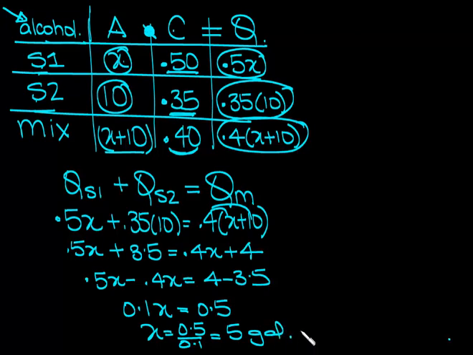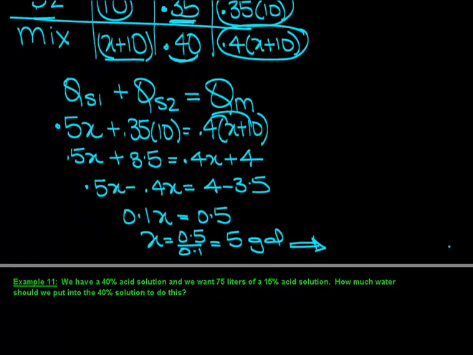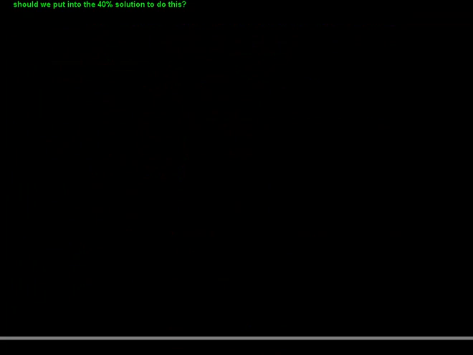Okay. So x is 5 gallons, so that tells us we should mix 5 gallons of 50% alcohol solution with 10 gallons of 35% alcohol solution to create a 40% solution. Again, I really would appreciate it if you write your answers in terms of a sentence. I'm just not going to do that right now for the sake of time because this video is already getting long. So I'm just going to go on to the next problem, but make sure you guys do that.